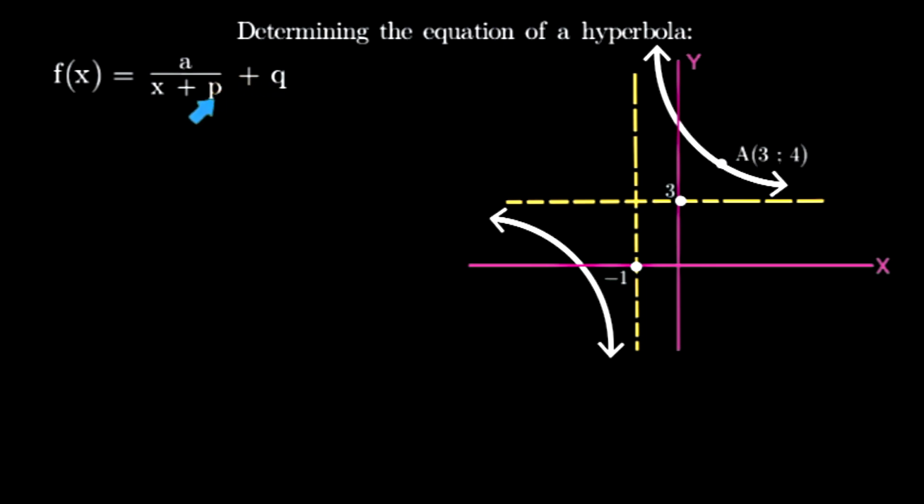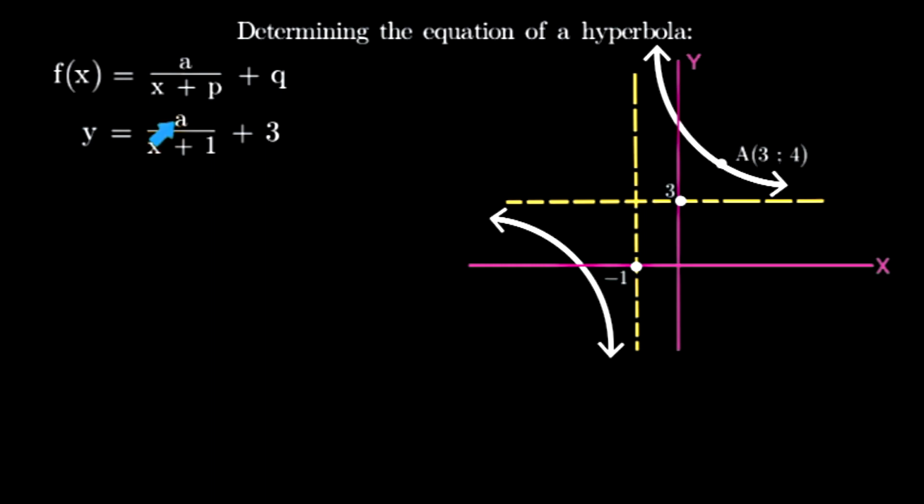So p is our vertical asymptote, but with the opposite sign, right? The vertical asymptote goes through the x-axis at -1. So in the place of p, we write +1. And then our horizontal asymptote goes through the y-axis at 3. So in the place of q, we put the value just as it is, which is +3. Okay, so far so good. Now we only need to determine the value of a to be done.